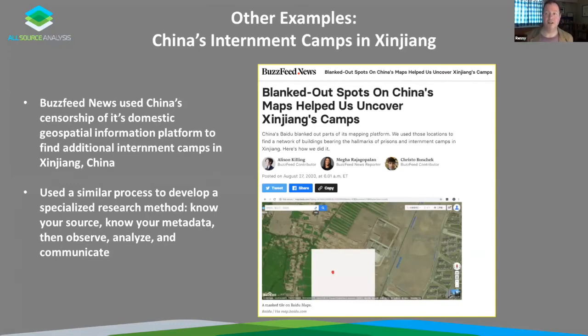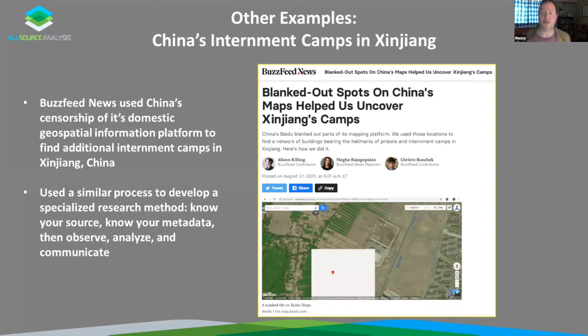So this is an example first of a country, at the national level, that engaged, in this case, I think, in censorship of their own geospatial data. I would say that that censorship is part of broader disinformation that the Chinese state engages in with regard to its internment camps in Xinjiang. But this particular example is probably better characterized as simple censorship. But then that censorship itself can be used as a research method to actually find more of what China wants to keep out of the public sphere.